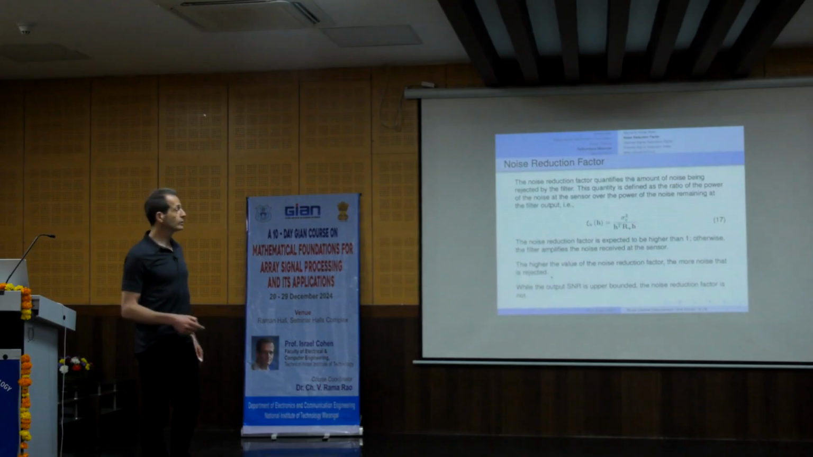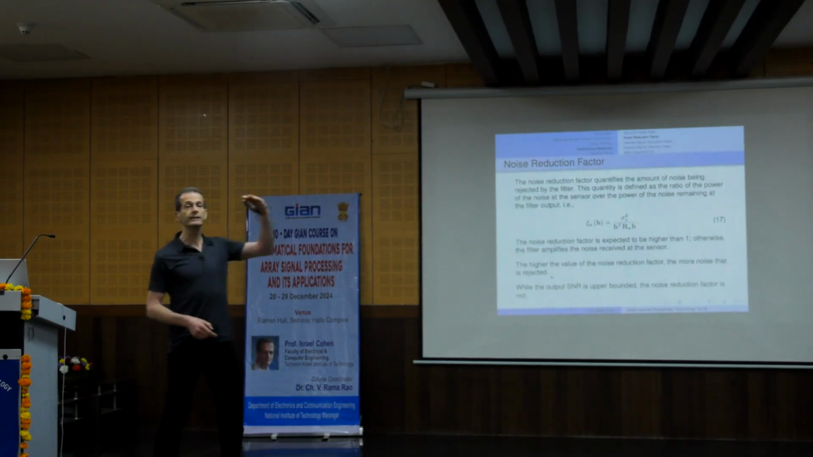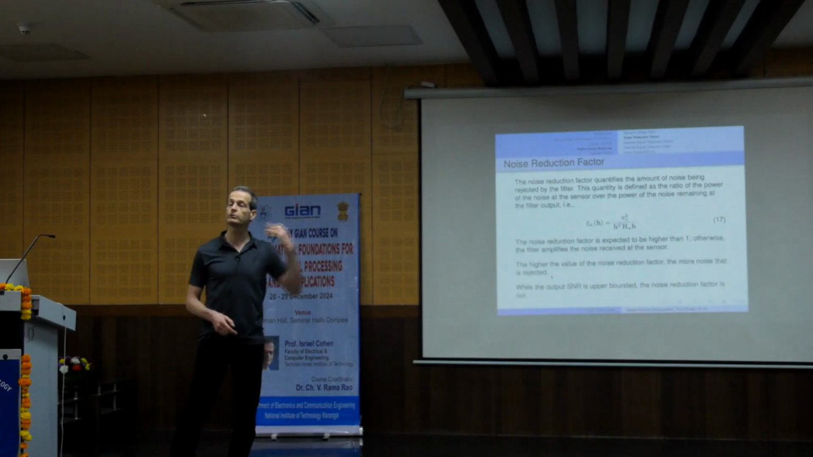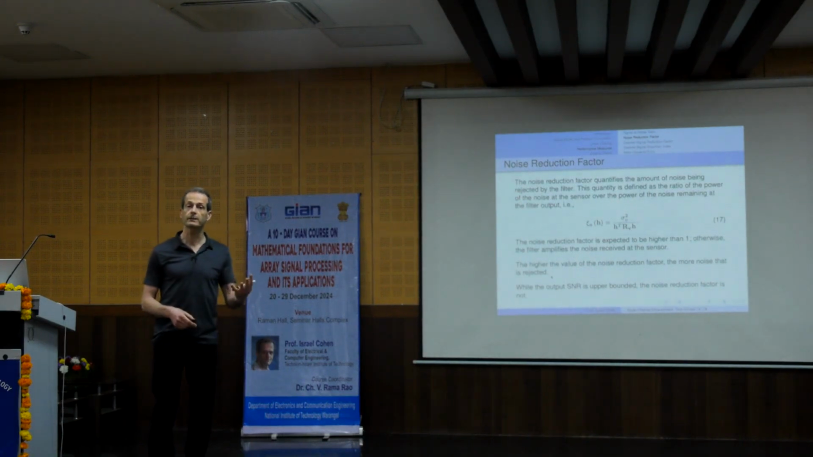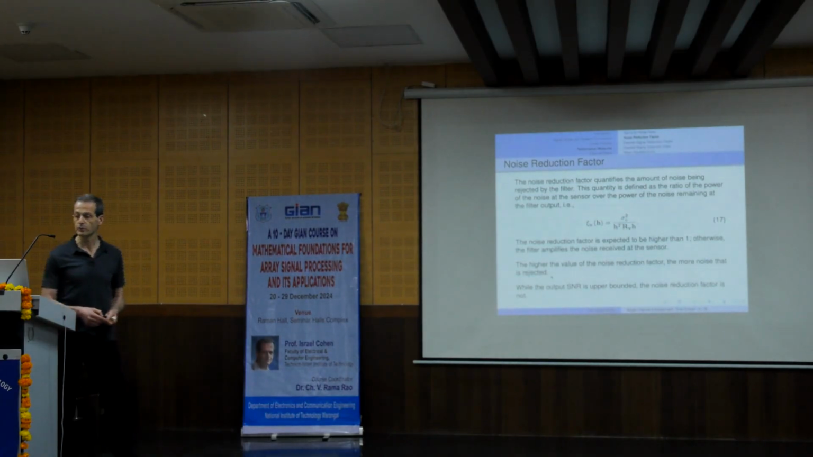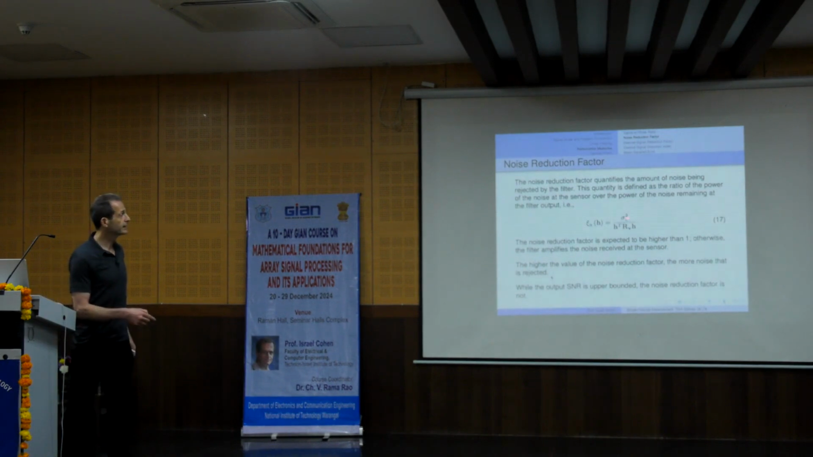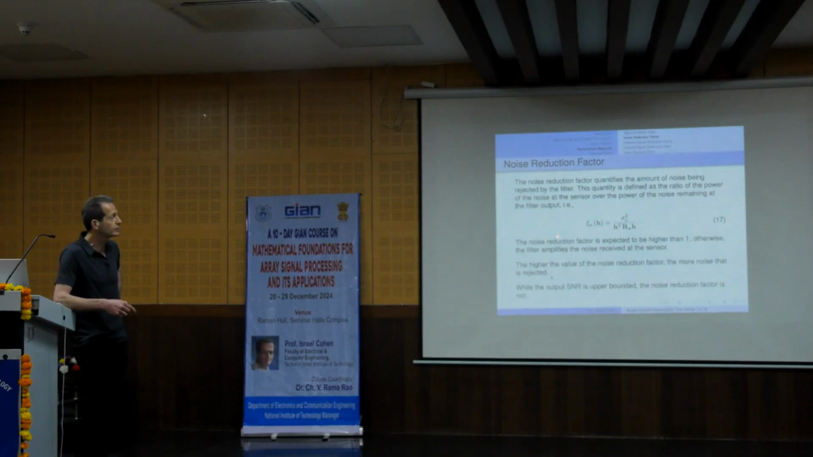Noise reduction factor. What does it mean? How much noise I have at the output compared to the input. So this is the ratio between the variance of the noise at the input and the variance of the noise at the output, at Z. This ratio, do we want it to be high or low? High, exactly. High means that we reduced a lot of noise. The denominator, the variance of the residual noise, we want to be as small as possible. We want this ratio to be very high.